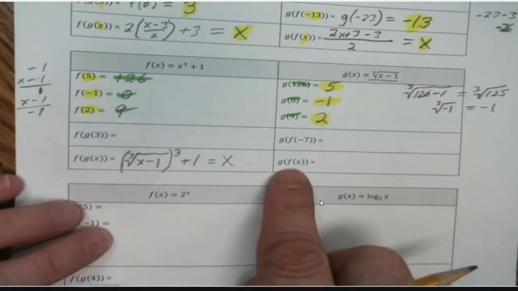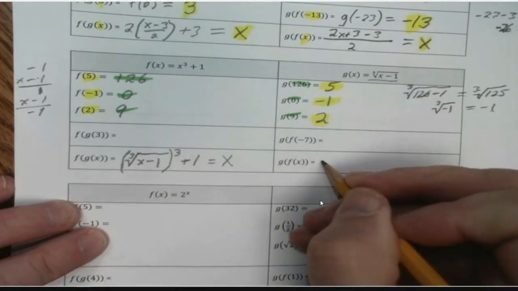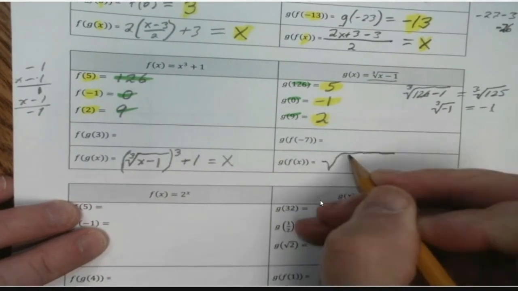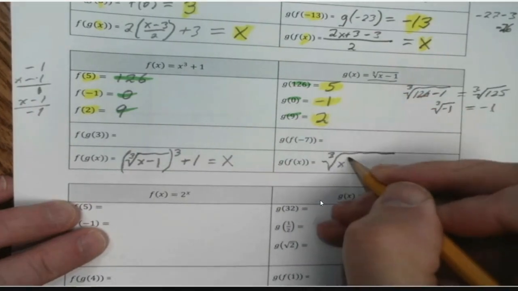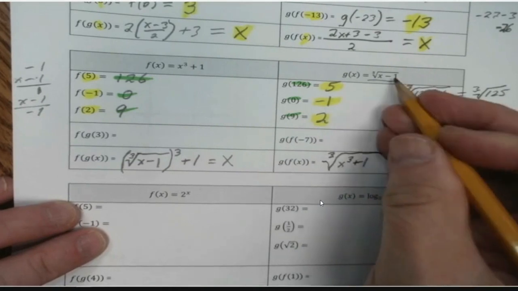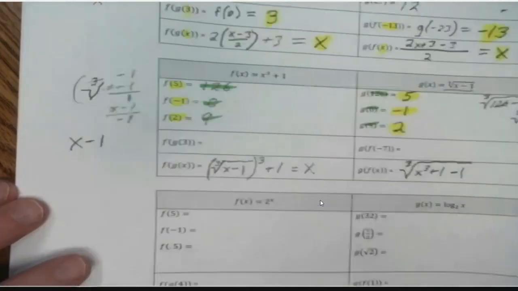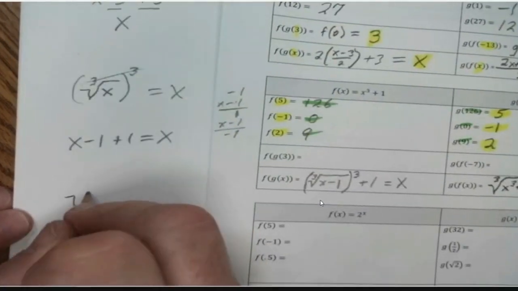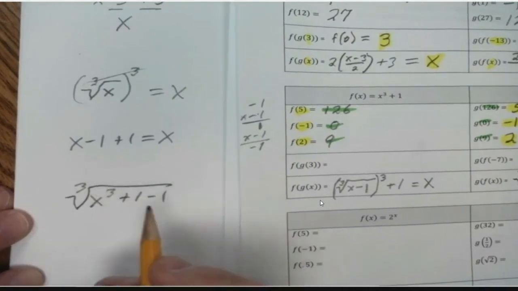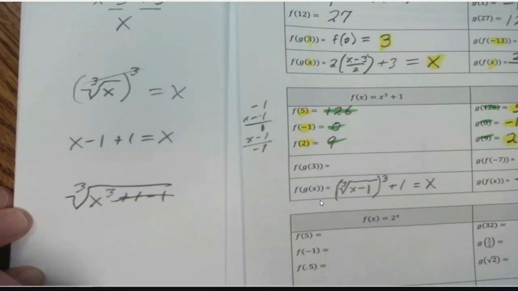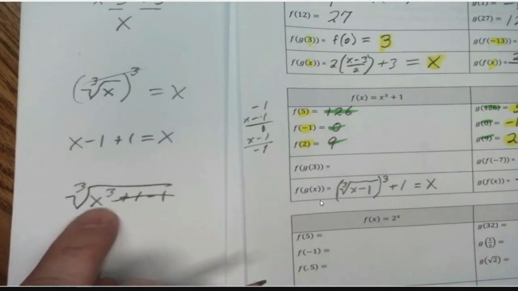Let's look at it the other way. Take this. The cubed root of x to the third plus 1, and then there's a minus 1. So that's going to simplify: x to the third plus 1 minus 1. Well, that's 0. So it's just the cubed root of x to the third power.